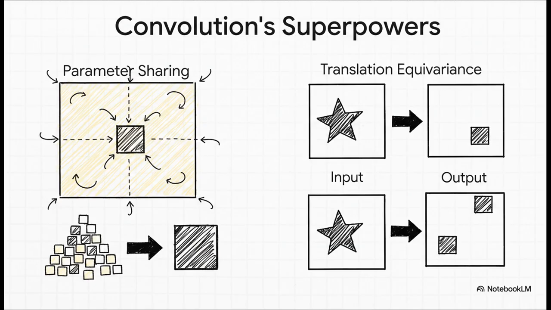Now, instead of trying to learn different rules for every single pixel, we just create one tiny little feature detector. We call it a kernel. Maybe it's designed to spot a vertical edge. And then we just slide that one detector over the entire image. This one trick absolutely slashes the number of parameters we need. And what's really cool is that it gives us our second superpower, something called translation equivariance.